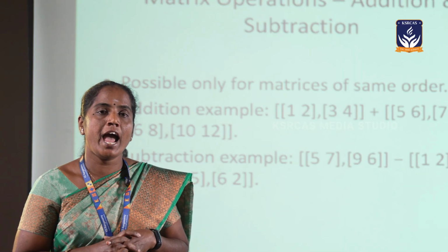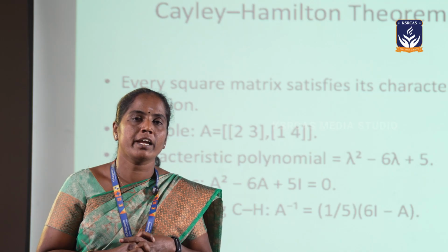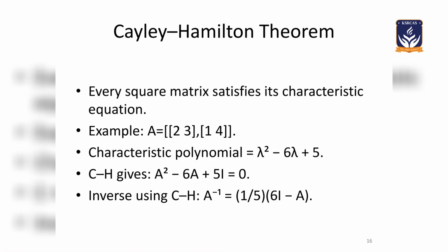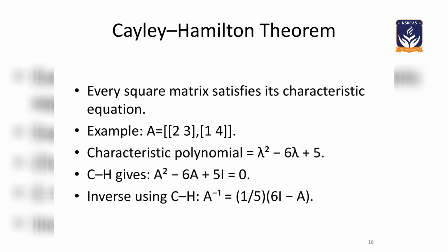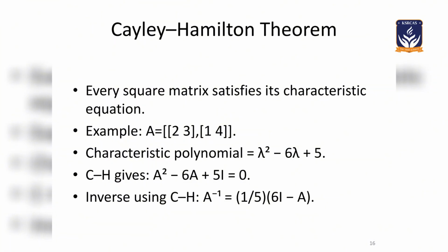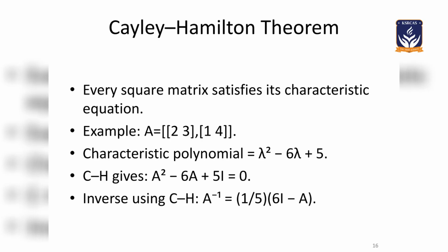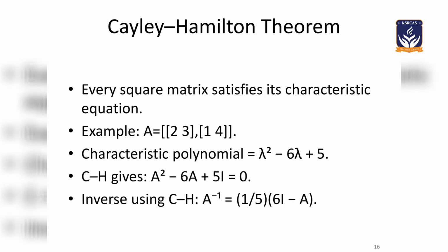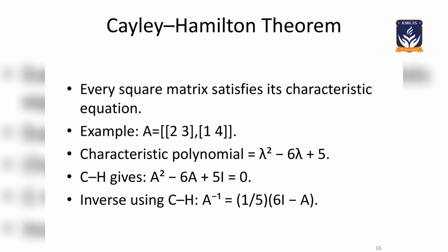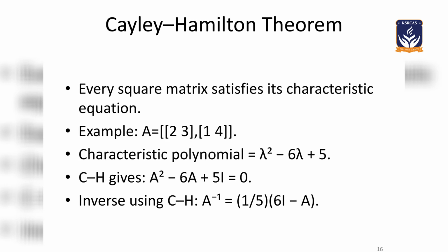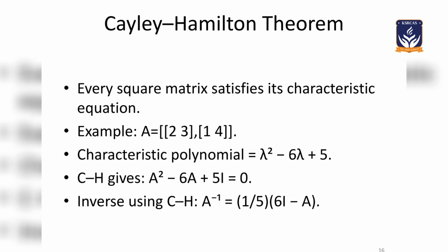Next we see the Cayley-Hamilton theorem. The Cayley-Hamilton theorem says every square matrix satisfies its own characteristic equation. What is meant by a square matrix? As we already saw, when the rows and columns are equal, the matrix is called a square matrix. That a square matrix satisfies its own characteristic equation is the Cayley-Hamilton theorem.